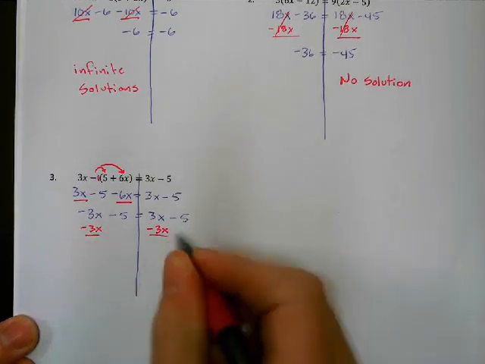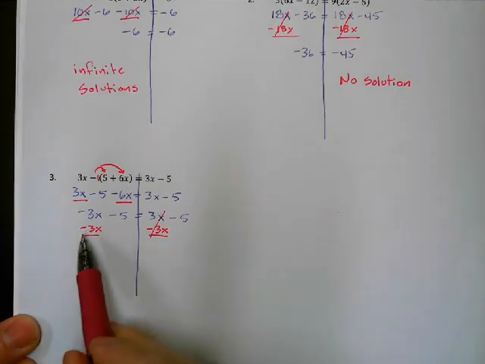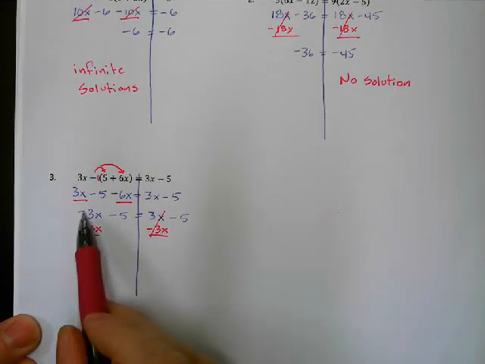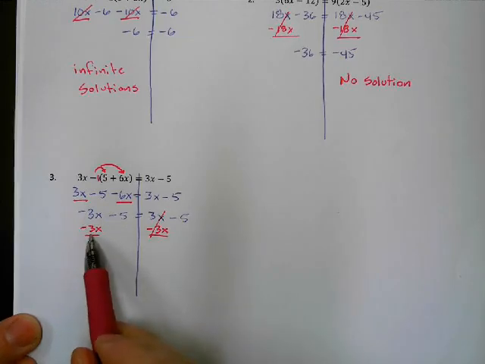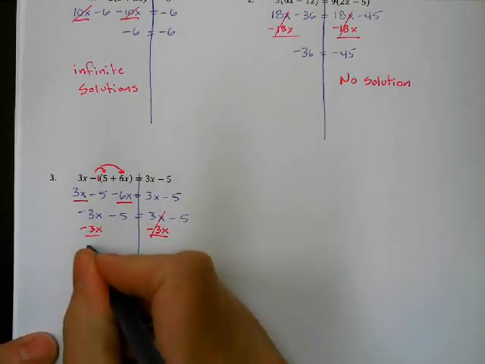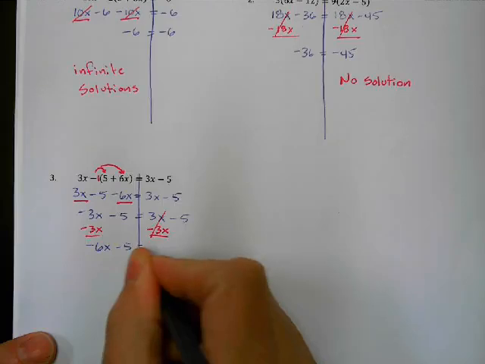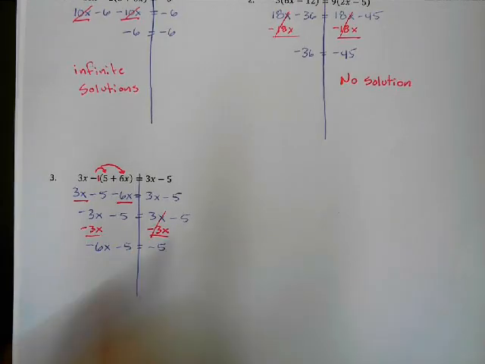These 3 x's have canceled. These 3 x's have not canceled. -3 minus 3 is not 0. -3 minus 3 is -6x. So I still have an x. I have not removed my variables.